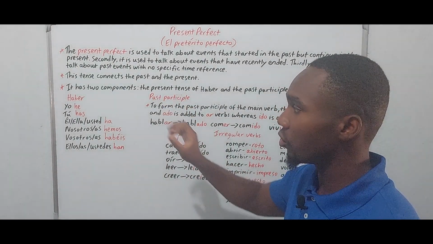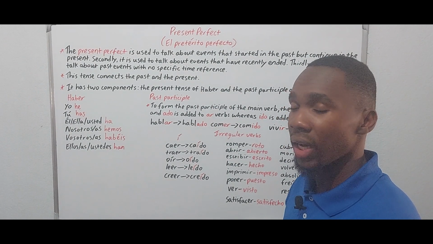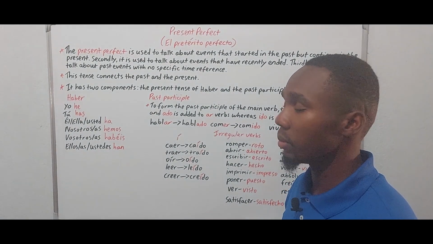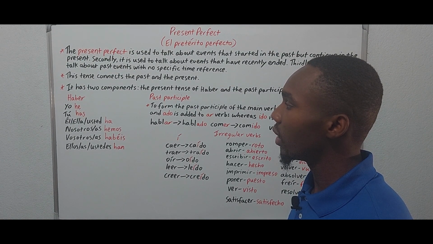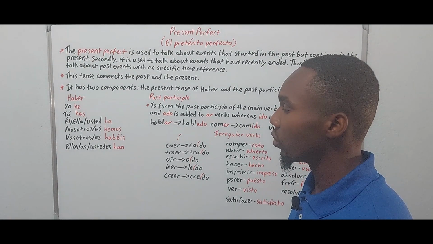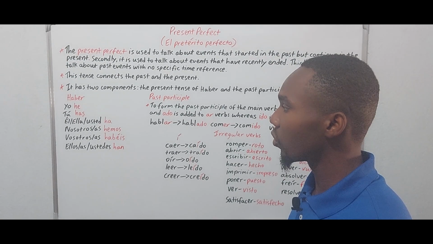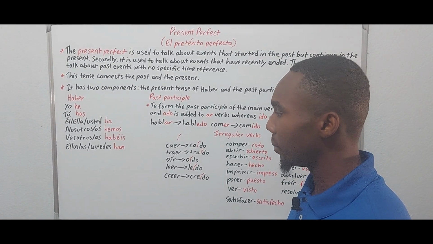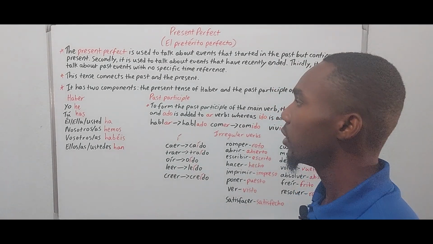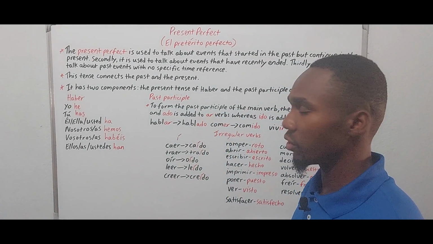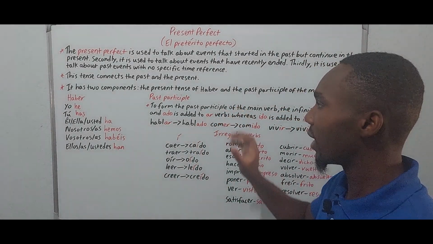So let's look at the conjugation of haber. And as you know, haber is an irregular verb. Yo he, tú has, él, ella, usted ha, nosotros, nosotras hemos, vosotros, vosotras habéis, ellos, ellas, ustedes han. So this is the first part of the structure. Now we move on to the past participle.